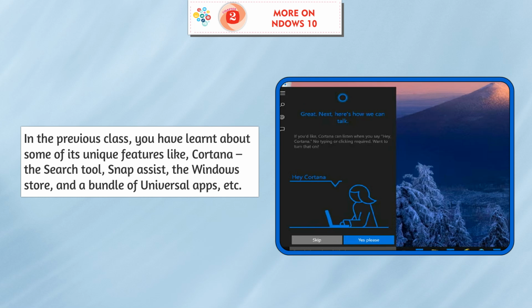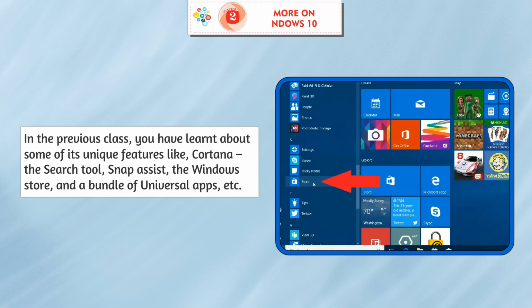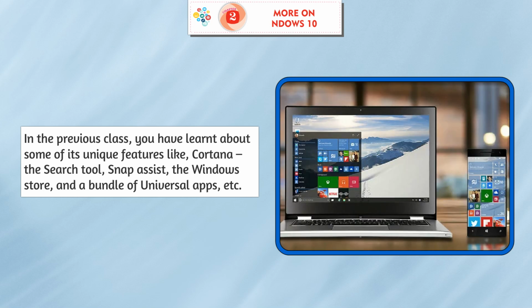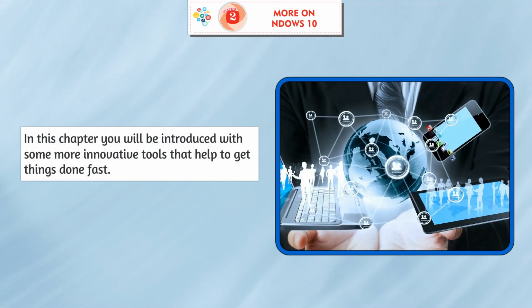In the previous class, you have learnt about some of its unique features like Cortana, the search tool, Snap Assist, the Windows Store, and a bundle of universal apps, etc. In this chapter, you will be introduced to some more innovative tools that help to get things done fast.